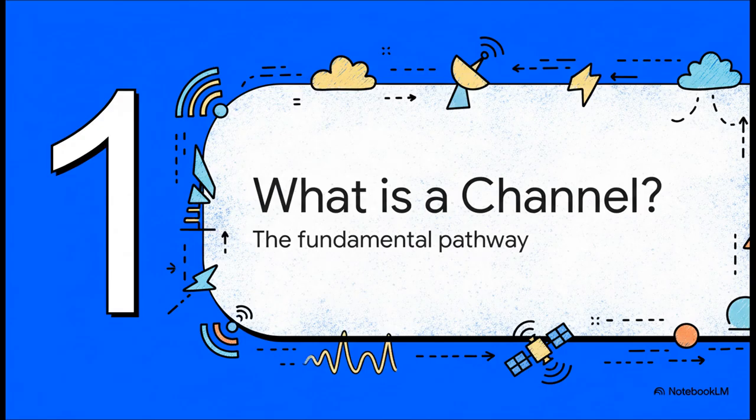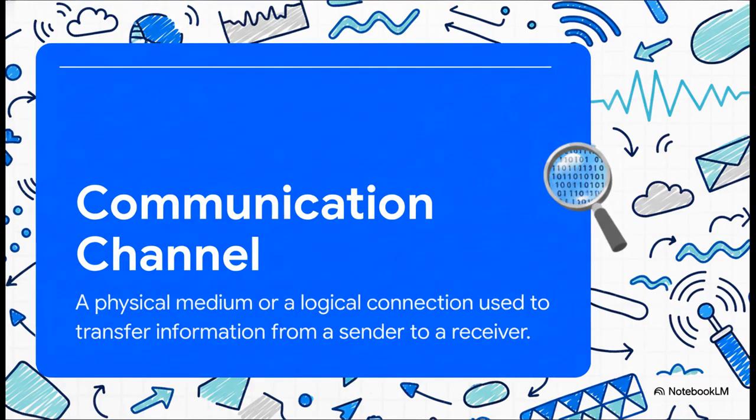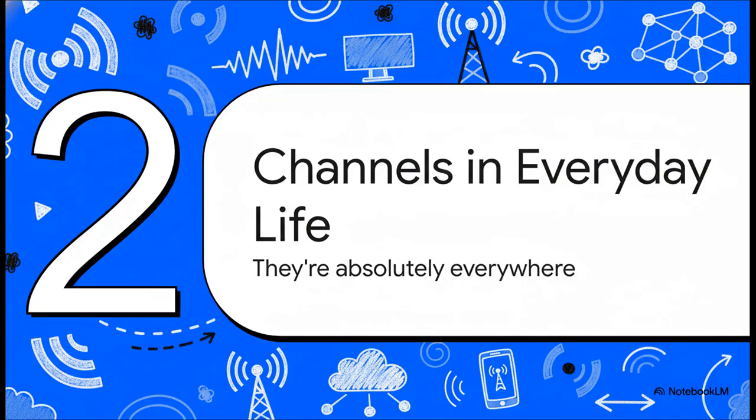The entire journey of how this all works begins with understanding this one fundamental idea: the channel. So, at its core, a communication channel is just the road that information travels on. It can be something you can physically touch, like a fiber optic cable, or it can be something totally invisible, like a radio frequency. But the main thing to remember is that it's the pathway connecting a sender, in this case our server, to a receiver, which is you. And these pathways, they're not just for the internet. They are literally everywhere, woven into the fabric of our daily lives in ways you might not even realize. Let's look at a few examples hiding in plain sight.